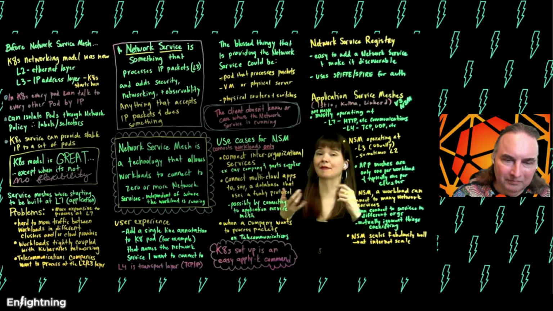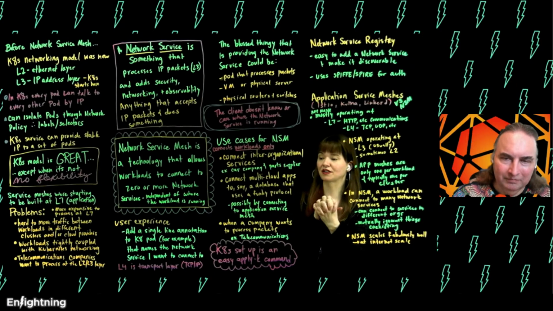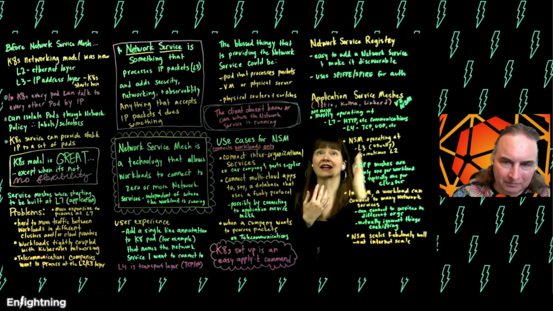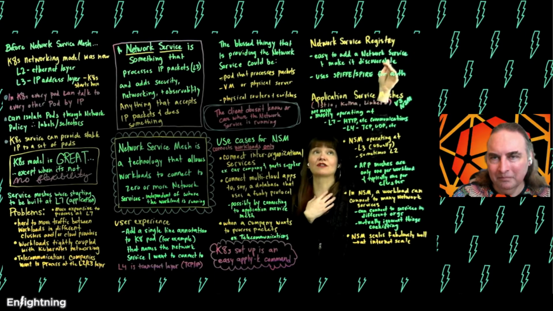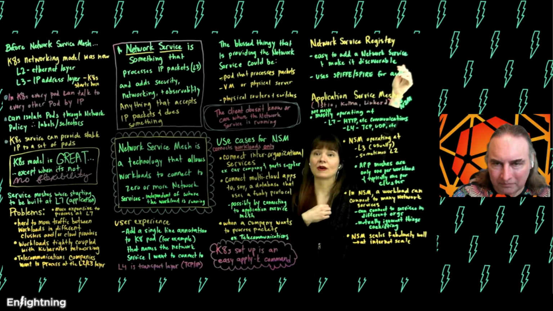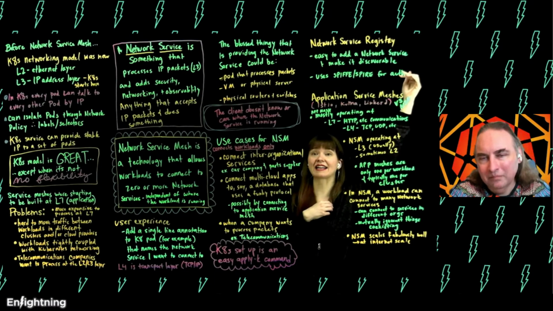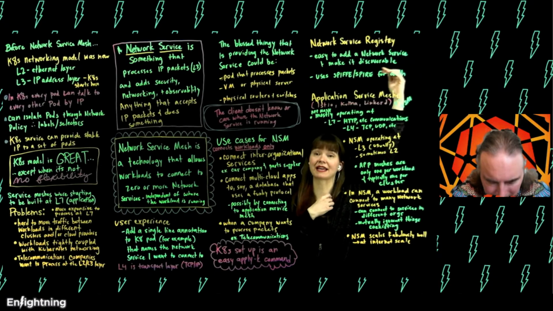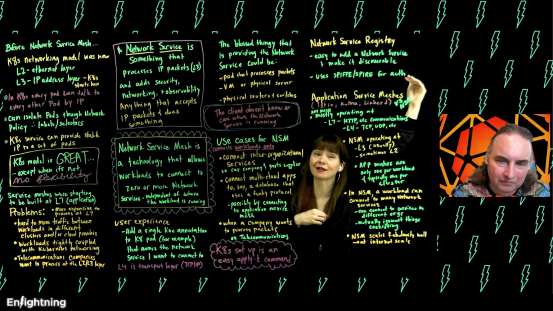Then we talked about some workload and user experience related things. One is that as an application developer, all you would do is add a single line of annotation to a Kubernetes pod, or whatever your workload is, that names the network service you want to connect to, and that's it. And that's because there's a network service registry, so it's easy to add a network service when one is created and make it discoverable to the people you want to be able to discover it.